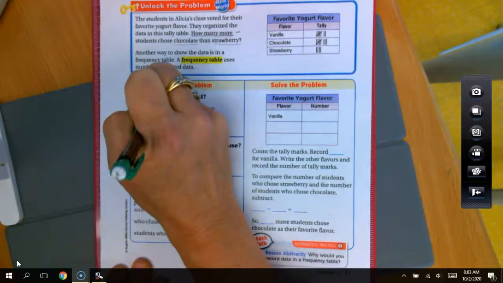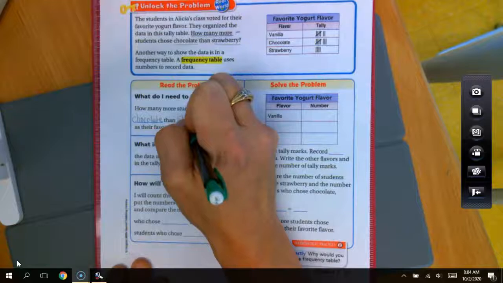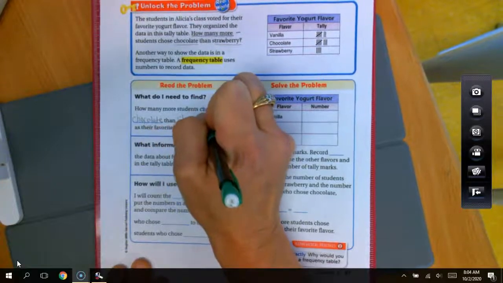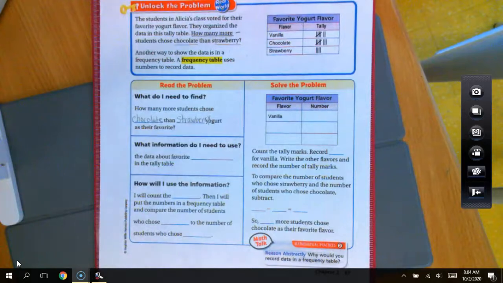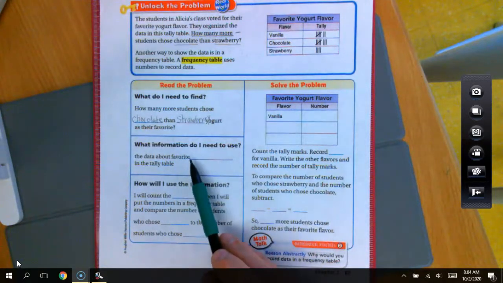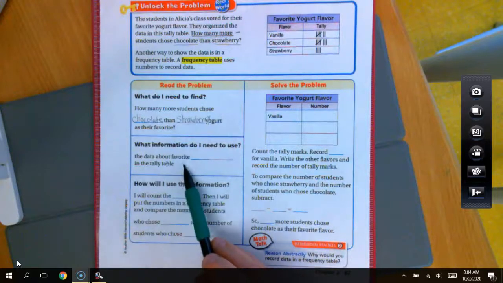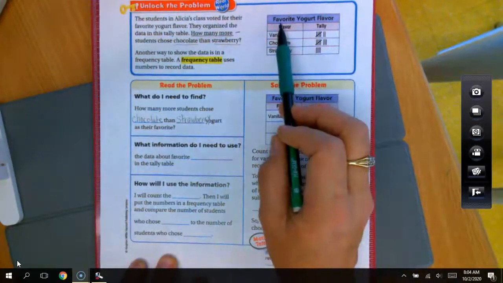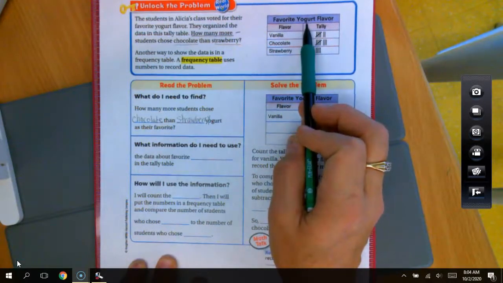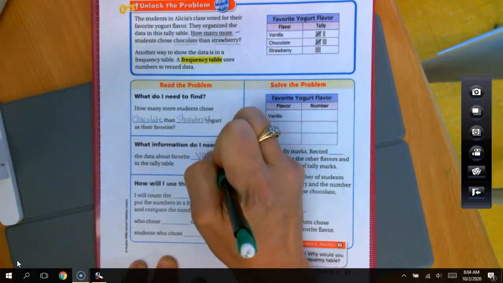We're going to write chocolate than strawberry. I'm going to have to squeeze those words in there. Now it says, what information do I need to use? The data about favorite blank in the tally table. Well, what are we talking about? Look at your title, boys and girls. Favorite what? Oh, favorite yogurt. So we're writing about yogurt.